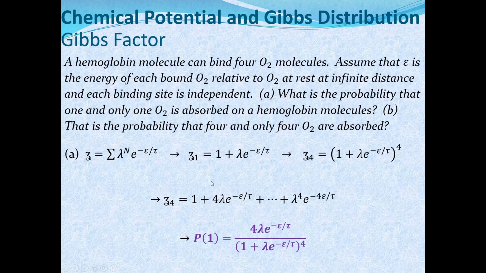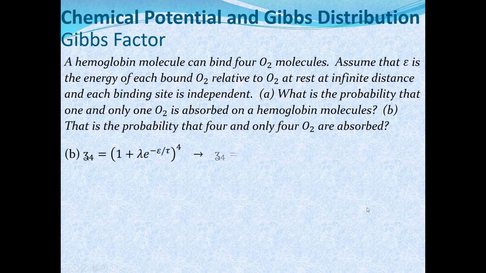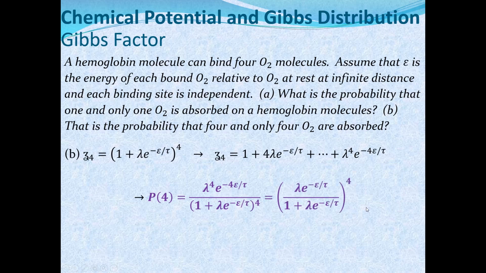This term for one bound oxygen state divided by the total number of states. And then part B, again, pretty much the same trick: this is for four molecules being absorbed, and then this is the total. Of course, if they asked us something else like up to four, then we'd have to fool around with these equations. But clearly, if it's the probability up to four, it would just be one.